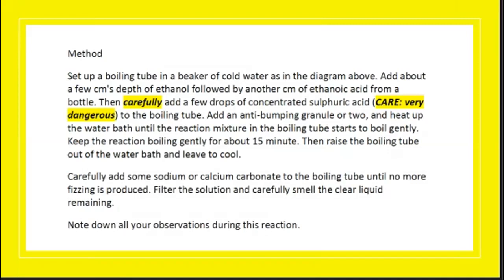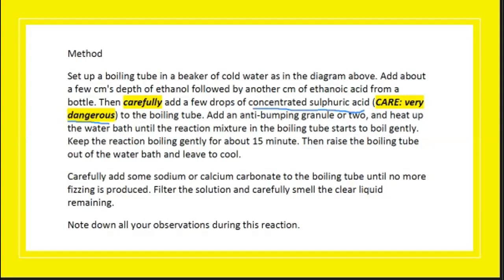Now, the reason why they add in the concentrated sulfuric acid: it's the alcohol and the acid, and this reaction must take place under acidic conditions. That's the reason for adding concentrated sulfuric acid. Now this must be done very carefully because concentrated sulfuric acid is dangerous and it can burn you. So when it is being handled, it must be handled with care. It must be added to the boiling tube.